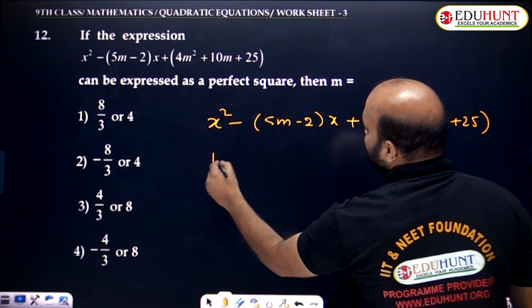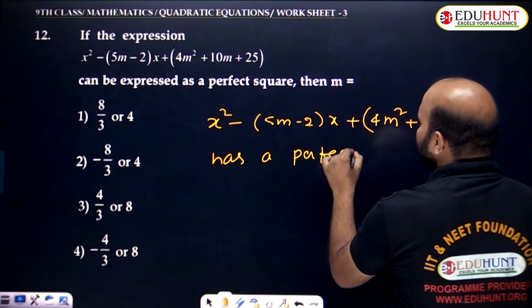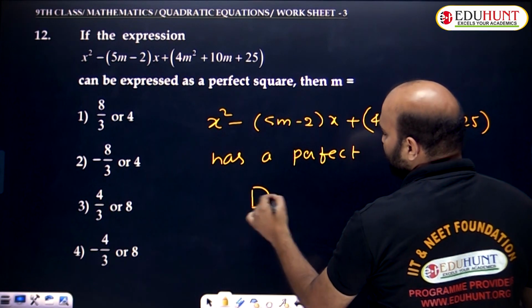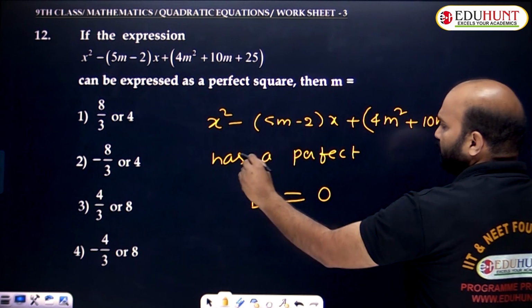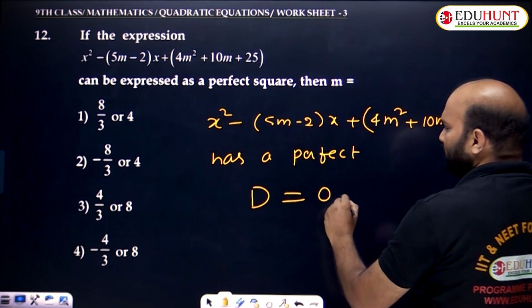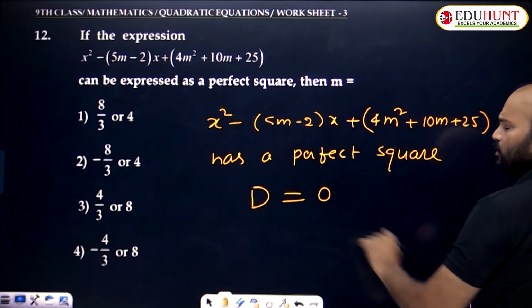What I am given is a perfect square. So that means the discriminant should be 0. That is the condition: when a quadratic equation is a perfect square, the discriminant should be 0. Am I clear?